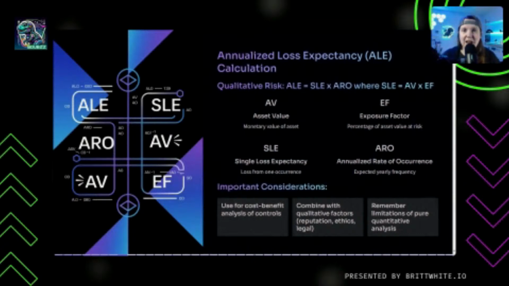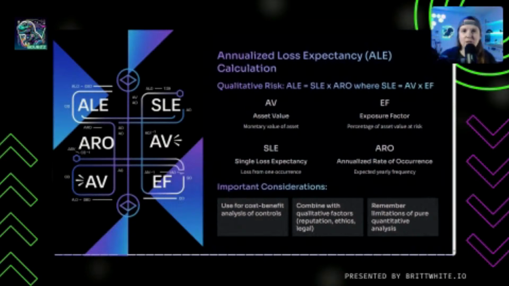Asset value, or AV, is the financial value of the asset being assessed. Your exposure factor, or EF, is the percentage of that asset value expected to be lost in a single occurrence of the risk event. Then single loss expectancy, or SLE, is the expected financial loss from a single occurrence of the risk, calculated by multiplying your asset value and exposure factor together.